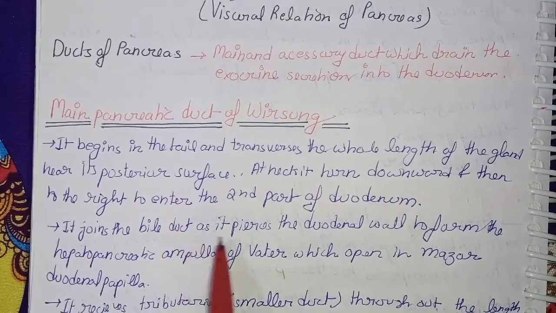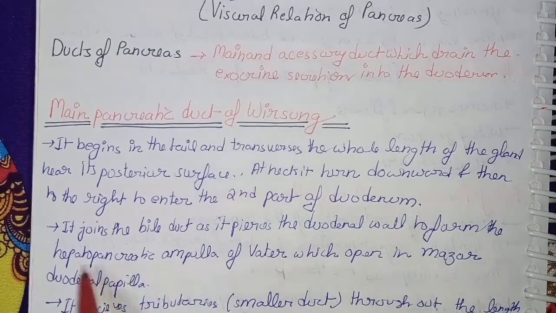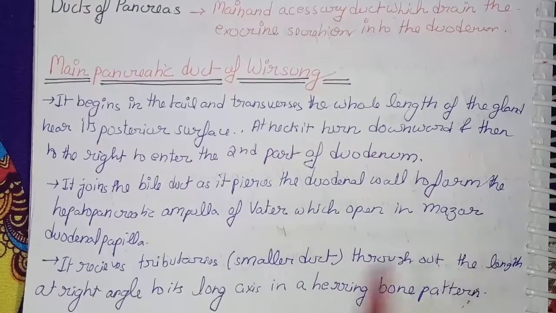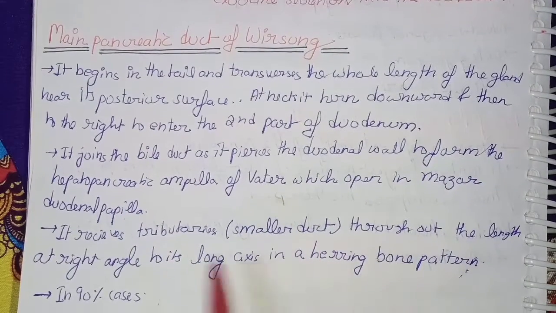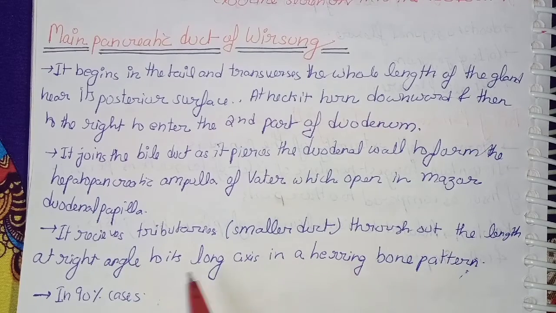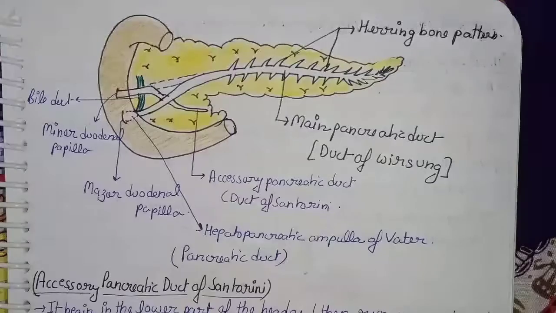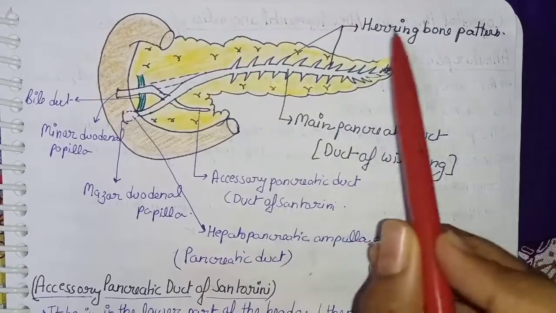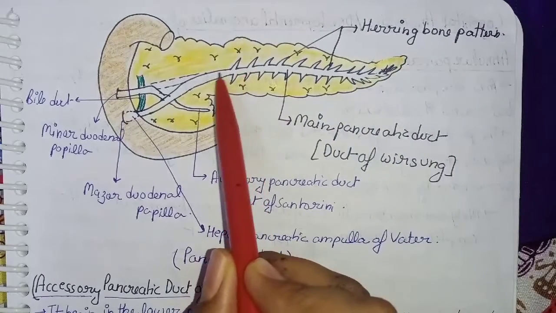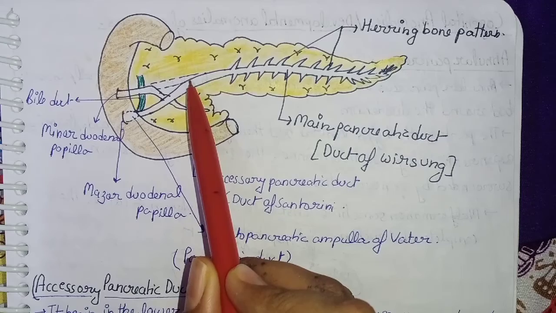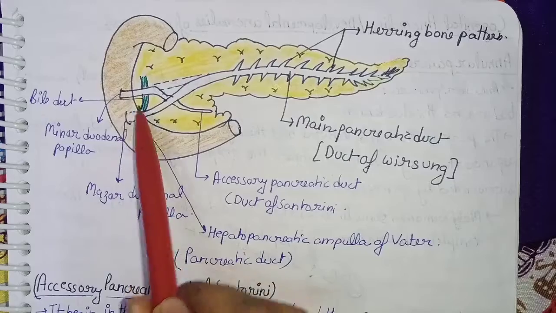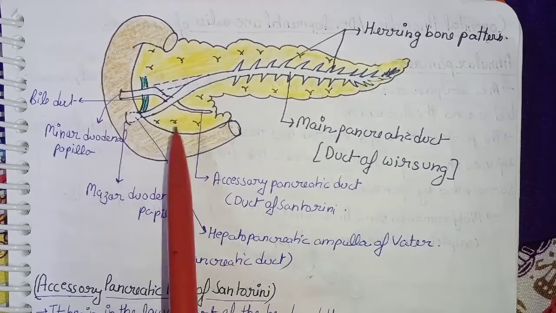It joins the bile duct as it pierces the duodenal wall to form the hepatopancreatic ampulla of Vater, which opens into the major duodenal papilla. It receives tributary small ducts through its length at a right angle to its long axis in a herringbone pattern. It occurs in 90% of cases. As you can see in the diagram, this is the main pancreatic duct with the herringbone pattern, and this opens into the major duodenal papilla. This is the accessory pancreatic duct, which opens into the minor duodenal papilla.